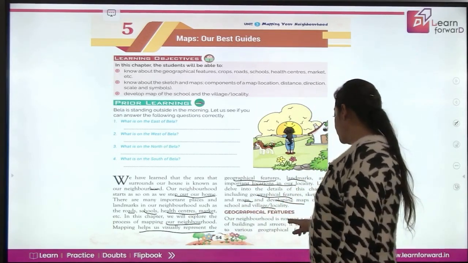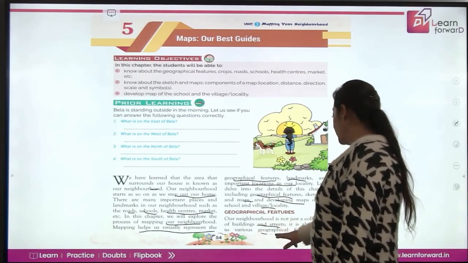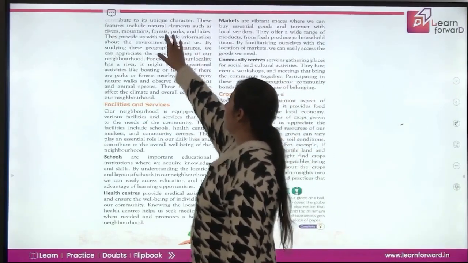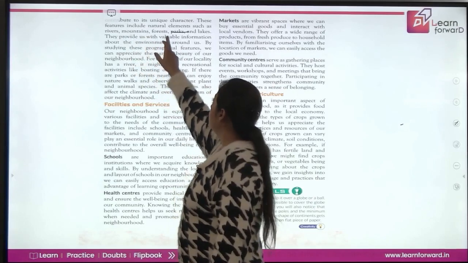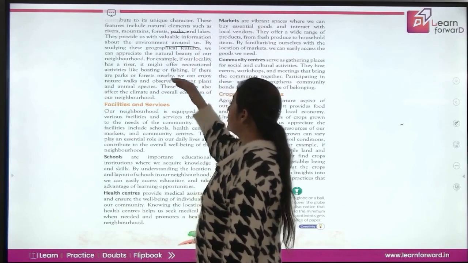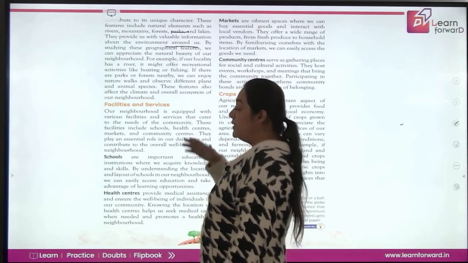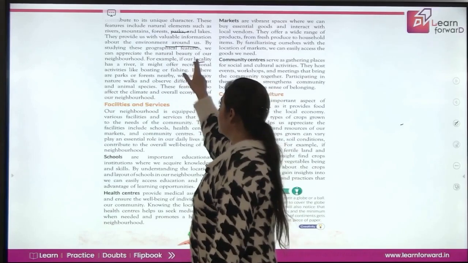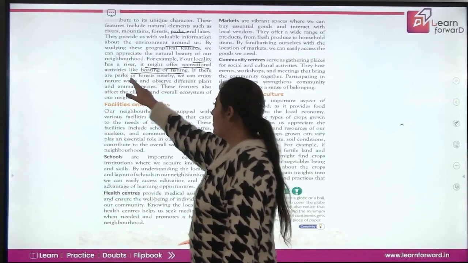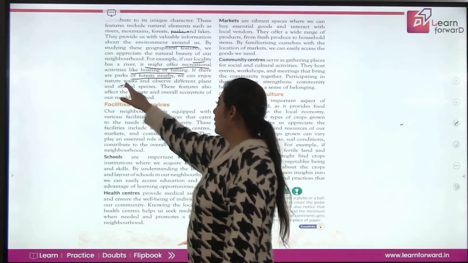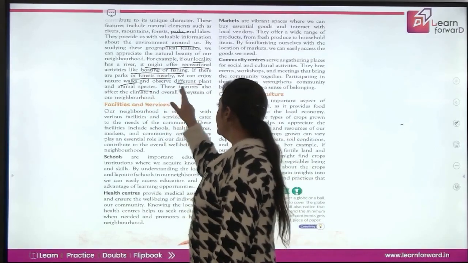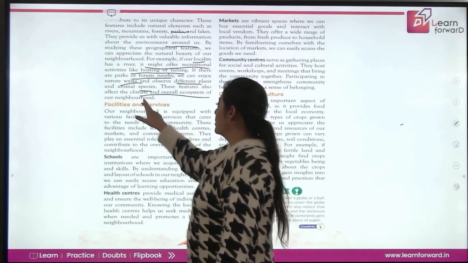Our neighborhood is not just a collection of buildings and streets, it's a home to many geographical features that contribute to its unique character. Now, it may include natural elements like rivers, mountains, forests, parks, lakes. It may also include the information about the environment around us. And now, when we are studying the geographical features, then it is easy to mark it. For example, if a locality has a river, it may offer recreational activities like boating, fishing. If there are parks or forests nearby, we can enjoy our nature walk. We can observe the different plant and animal species. Now, these features also affect the climate and overall ecosystem of our neighborhood.